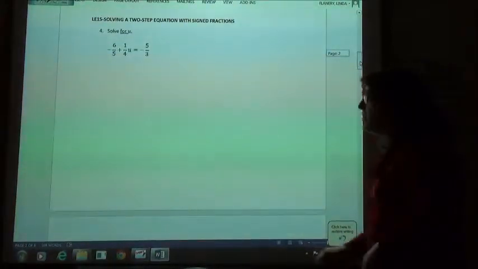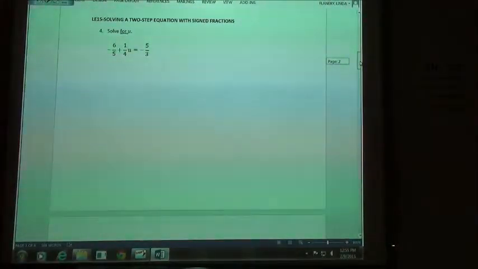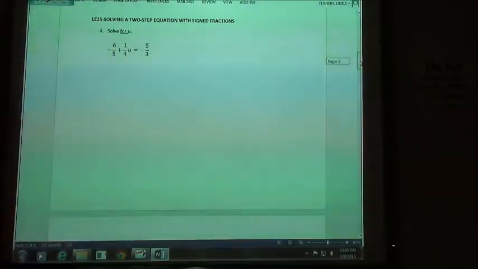Number 4, 5, and 6. Starting to get some longer equations that have fractions. You could do it where you would add your 5/6 and then divide by your 1/4, but most people have trouble with fractions. And so what they want you to start getting used to doing is getting rid of the fractions as your first step if you don't have parentheses.